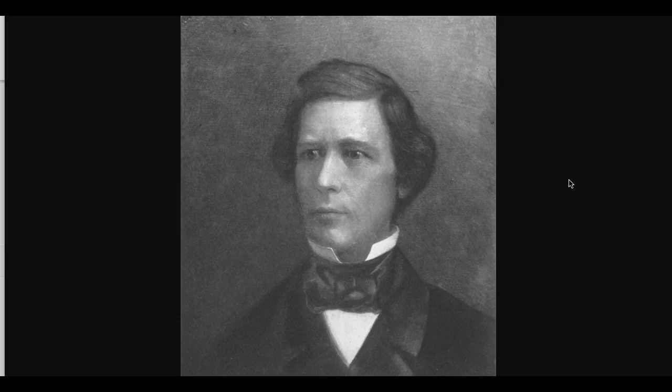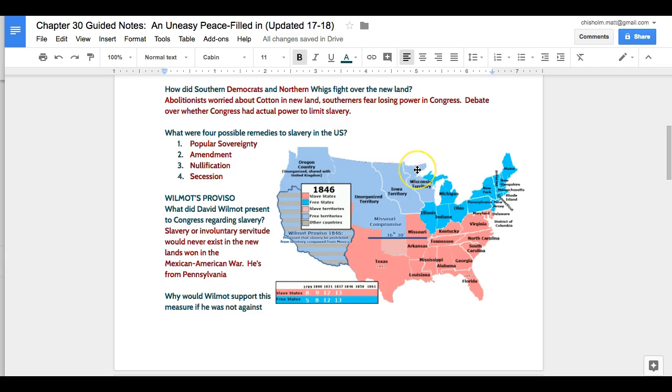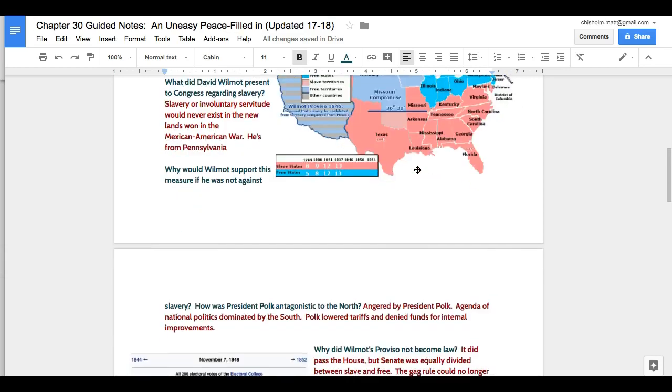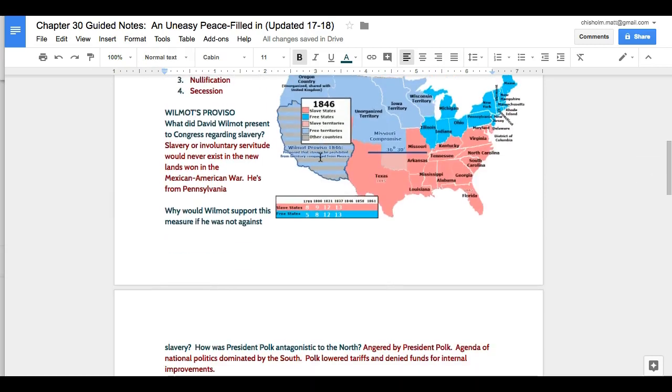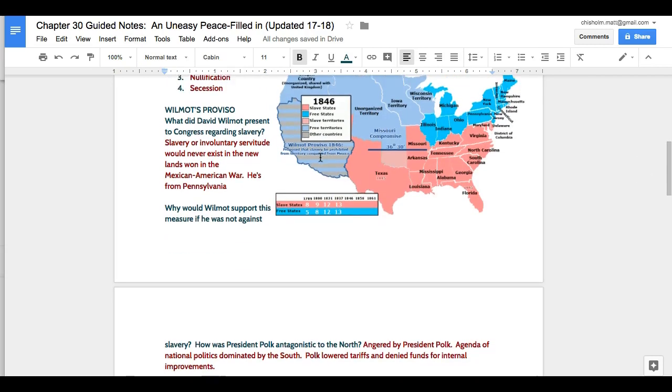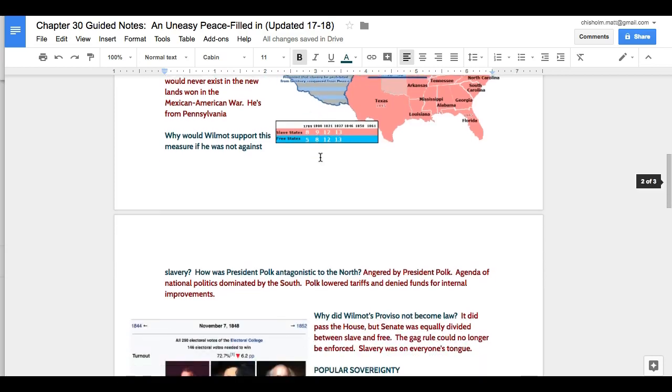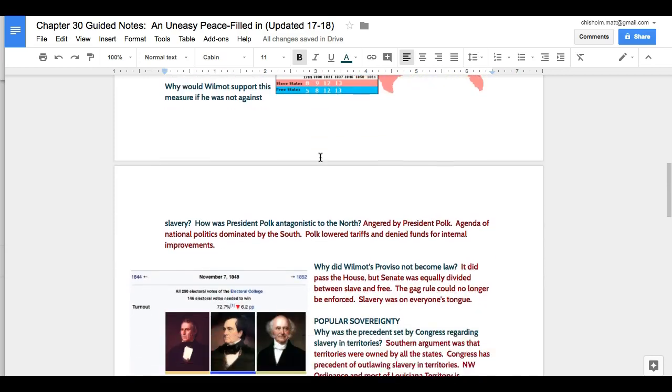But the voting on the Wilmot Proviso shows that the gag rule can no longer be enforced, and that slavery is going to be on everyone's tongue, regardless of whether the president or citizens want it to be or not. So that's the way things are going to roll out. From that standpoint, in 1846, slavery will become a major policy decision that politicians will try to take a stand on.